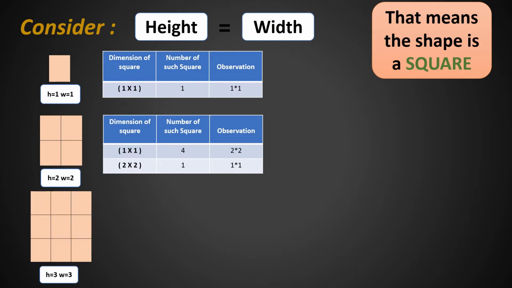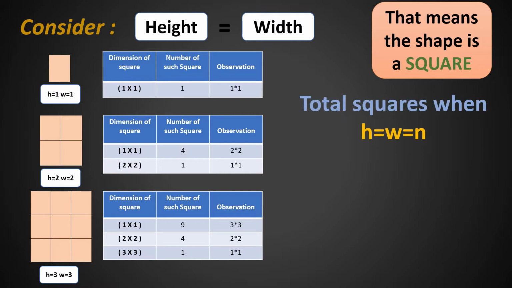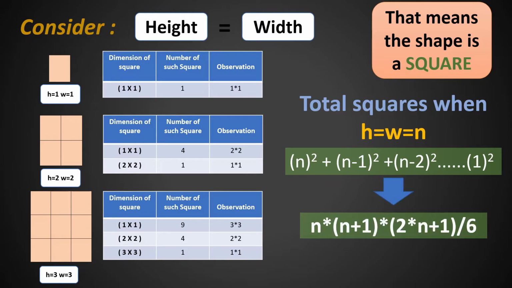Now for height and width equal to 3. This is the information. Notice that the number of squares has a pattern. So total squares when height and width equal n is n square plus n minus 1 square plus n minus 2 square up to 1 square. This can be stated as follows. This is the case when height and width are the same.